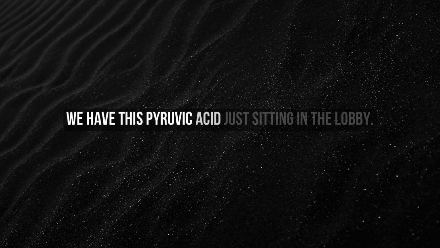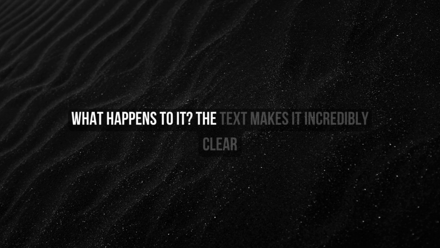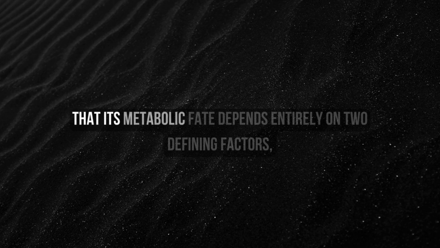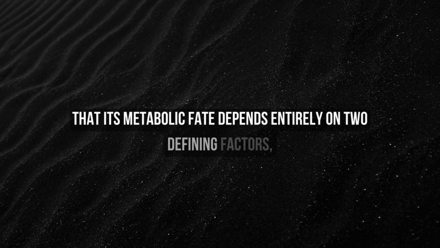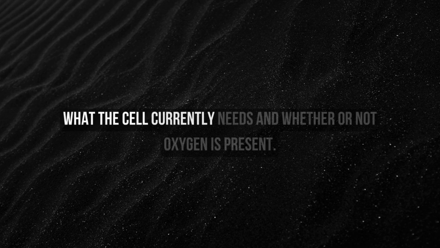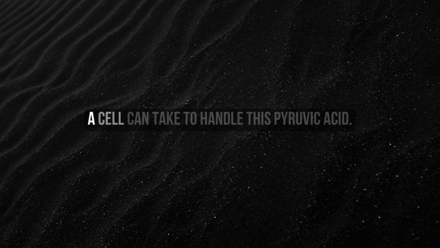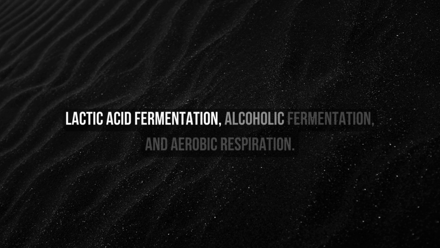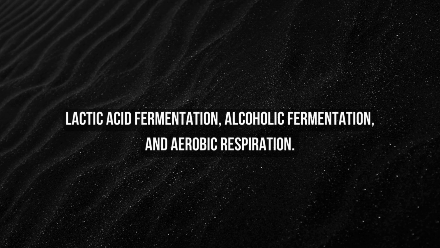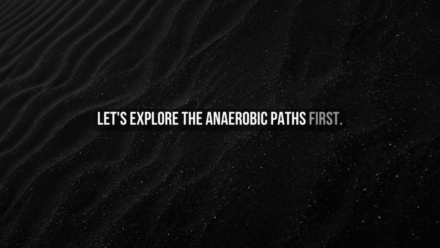We have this pyruvic acid just sitting in the lobby. What happens to it? The text makes it incredibly clear that its metabolic fate depends entirely on 2 defining factors: what the cell currently needs and whether or not oxygen is present. There are 3 major avenues a cell can take to handle this pyruvic acid: lactic acid fermentation, alcoholic fermentation, and aerobic respiration. Let's explore the anaerobic paths first.